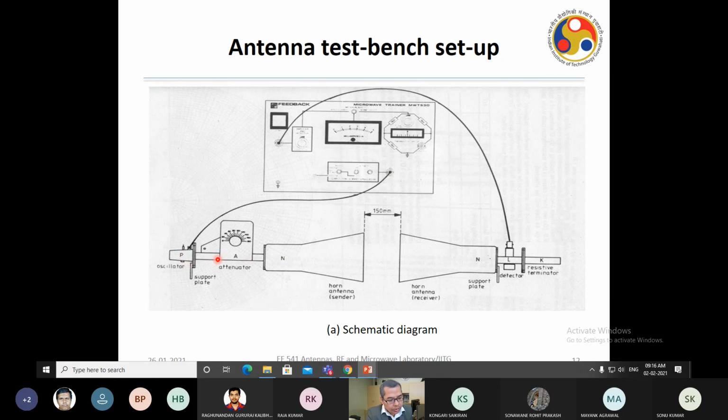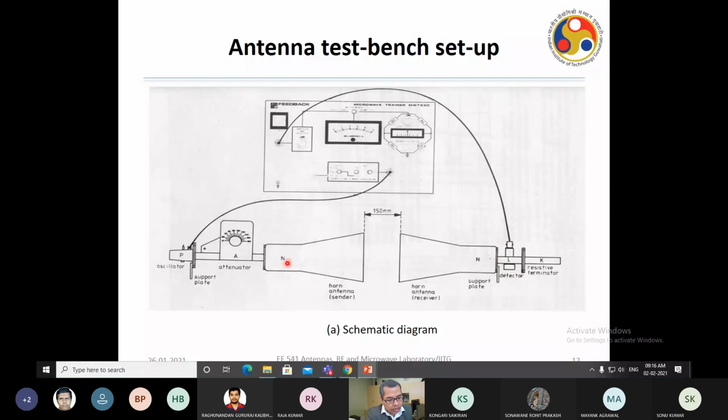Then you also have an attenuator, because I want the signal which will be detected by the detector mount here to be working in the proper region of this detector. We are using square law here, so this should work in the square law region. So we need to attenuate the signal, otherwise this detector will no longer work in the square law region.